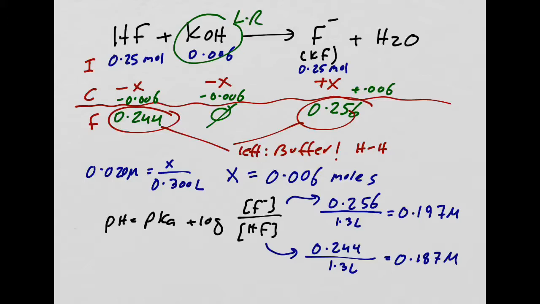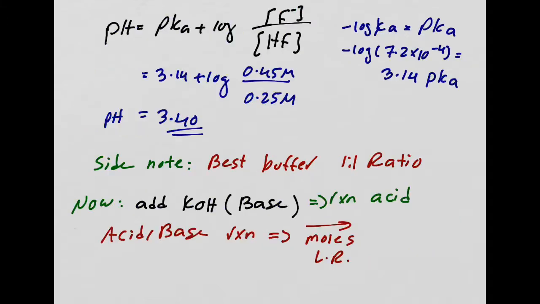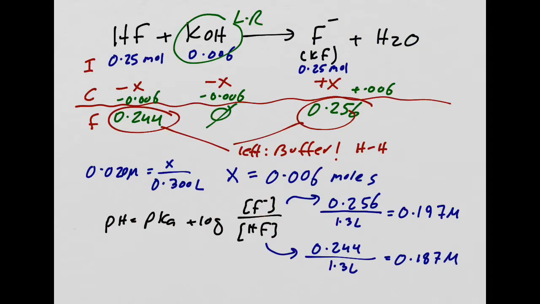So I have those two molarities. And do I have the pKa? Yes, I have the pKa from before. The pKa was 3.14. Now if you add everything together, the pH you end up with is 3.16. That's the pH that you're going to get.